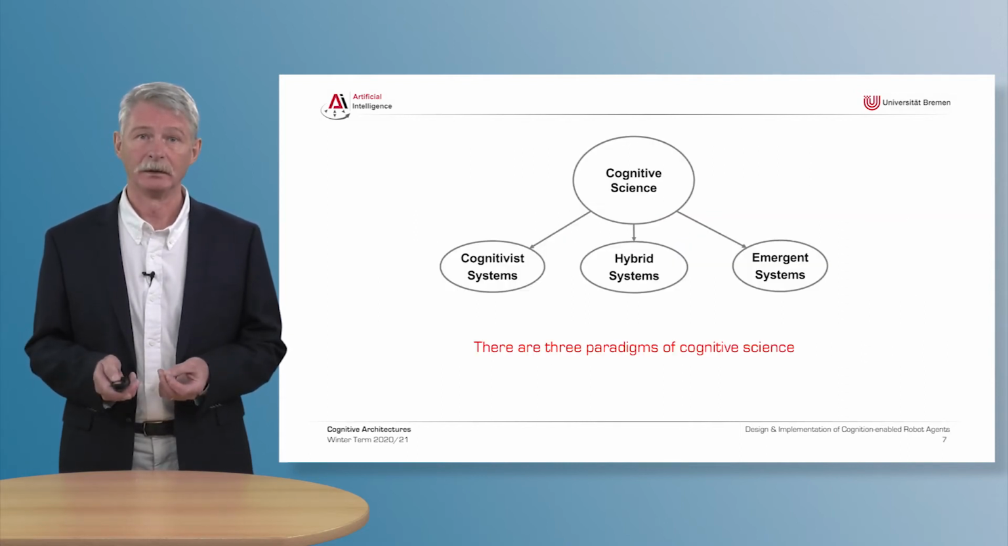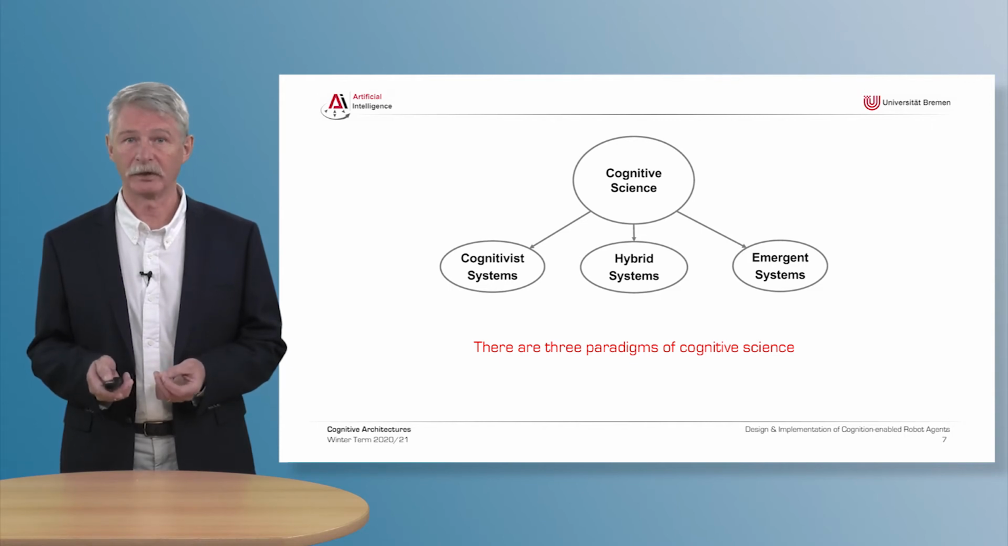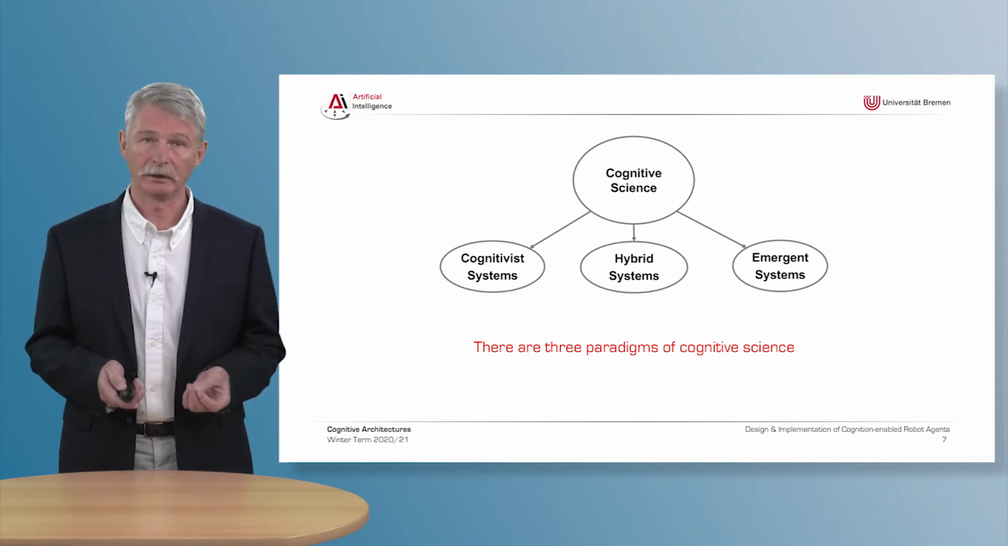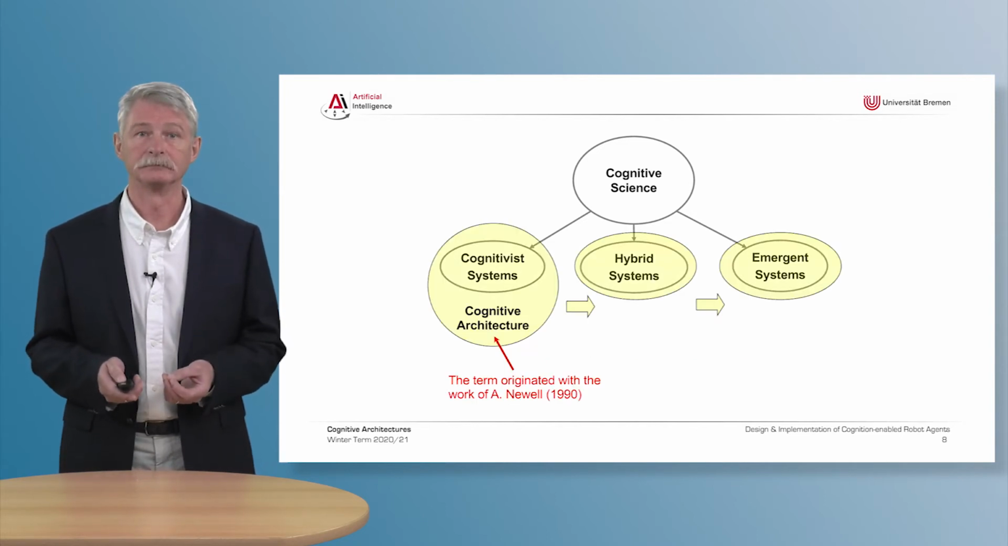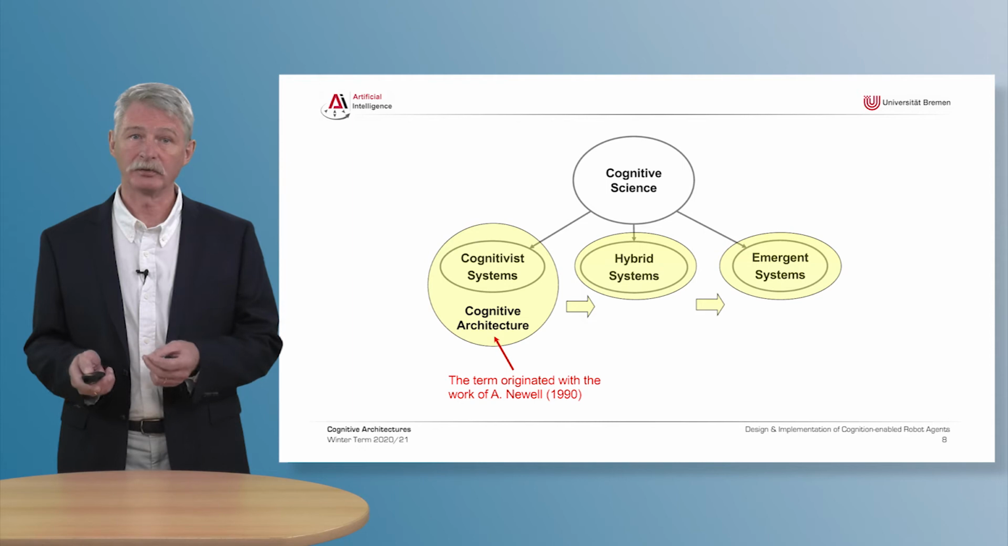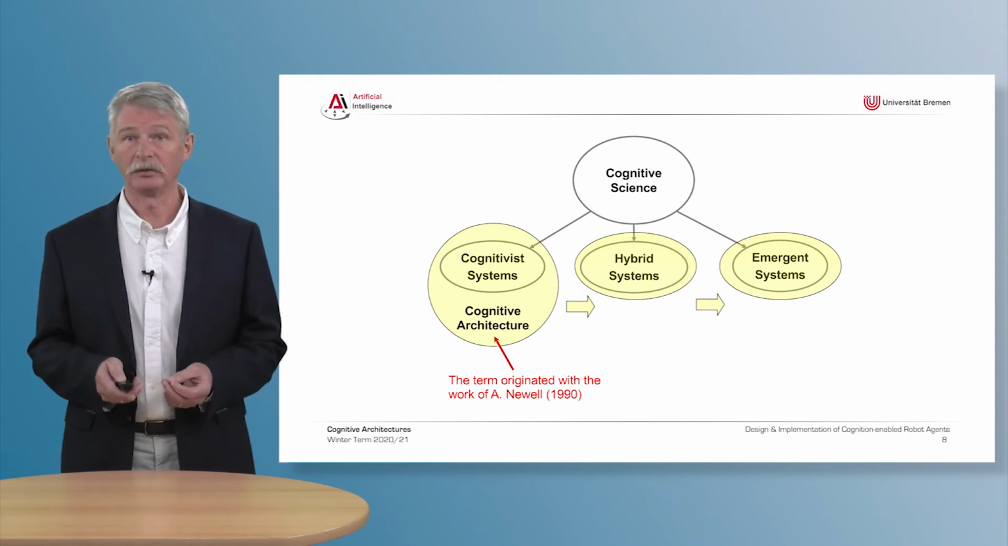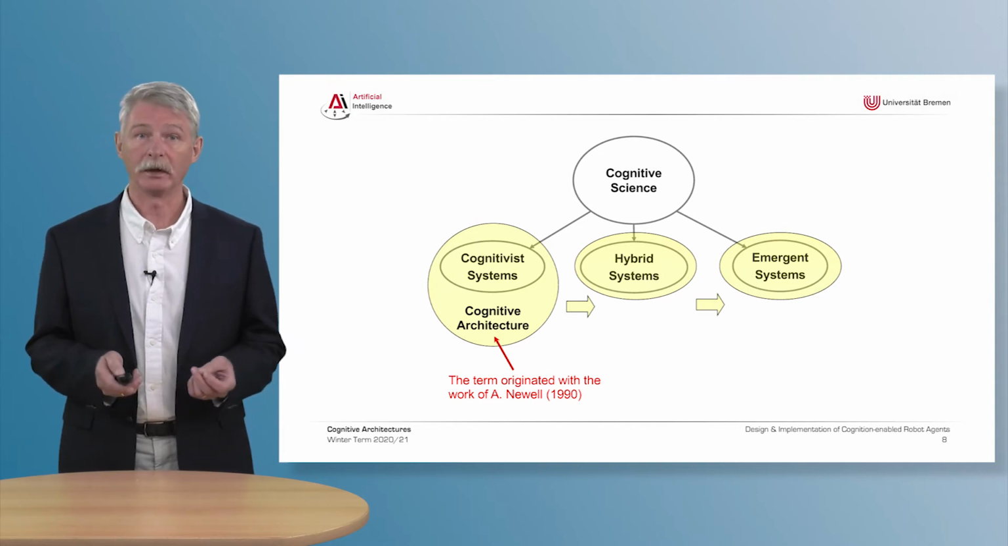As we said, there are 3 paradigms of cognitive science: the cognitivist or symbolic, the emergent, and the hybrid. The term cognitive architecture was invented by one of the pioneers of cognitive science, Alan Newell, working in the cognitivist paradigm, and it was borrowed by the other paradigms.